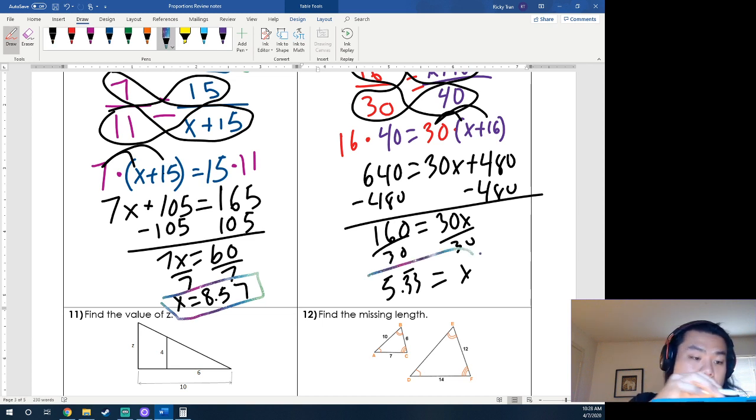Oh, my computer lagged. No, not this again.